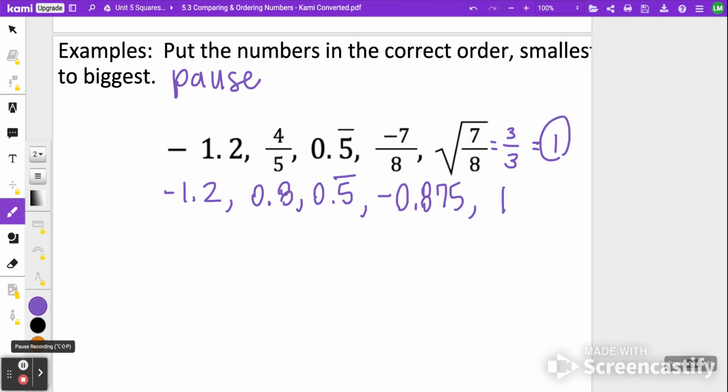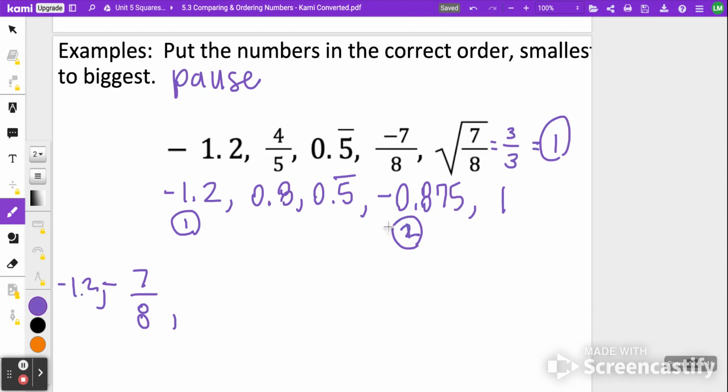All right, now that we have these in decimal integer format, let's go ahead and pick the smallest one, which is going to be our obvious negative. So this is negative 7/8. But I just realized we also have another negative, and that negative is actually way smaller because it's further down. So negative 1.2 would actually go first. So I've got negative 1.2 is first, then negative 7/8.